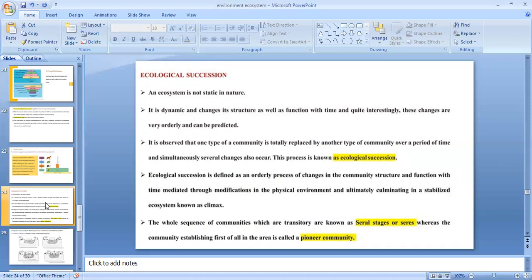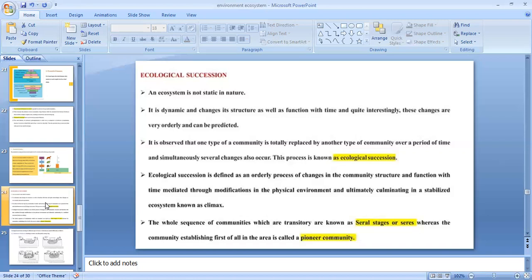Ecological succession. First point, an ecosystem is not static in nature. Second, it is dynamic and changes its structure as well as functions with time. Interestingly, these changes are very orderly and can be predicted. Third, it is observed that one type of community is totally replaced by another type of community over a period of time, and simultaneously several changes also occur. This process is known as ecological succession.